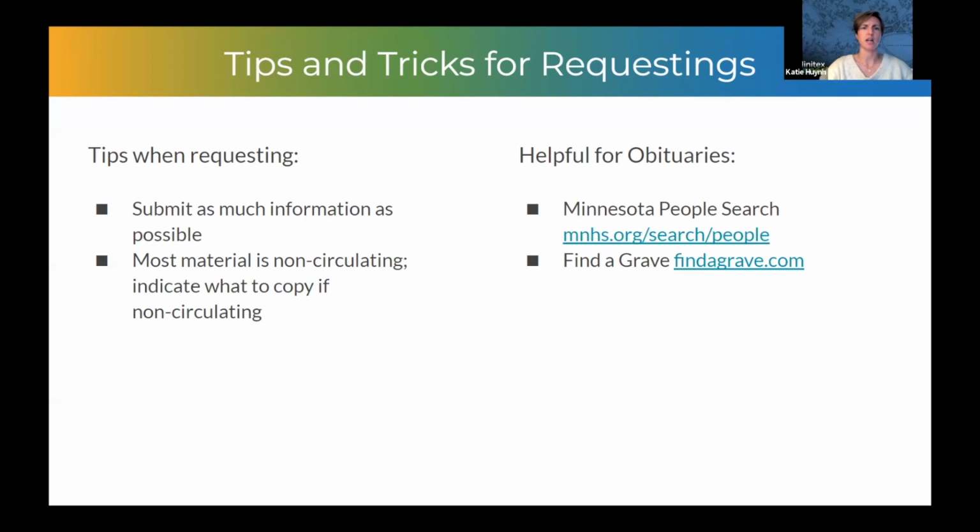Remember, a lot of genealogy material often doesn't circulate, especially if it's from an archive or a historical society. Patrons can still request a loan if that's their first choice, but it's always good to indicate what they would like copied, such as the names, any locations, table of contents, or index, just in case the item is non-circulating.